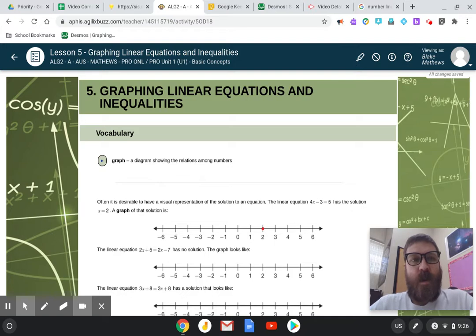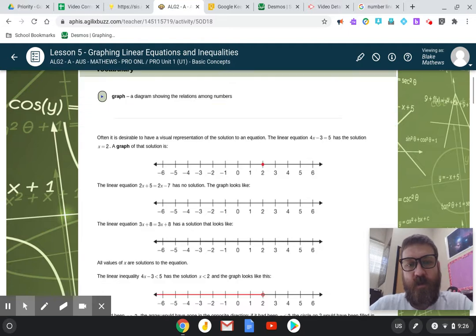All right, this is the Algebra 2, Unit 1, Lesson 5 video. This is going to be a video that focuses on how to graph the types of equations that we did in Lesson 4. The first type of graph is going to be a basic number line graph.